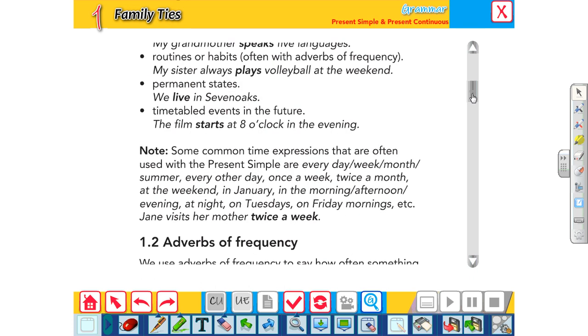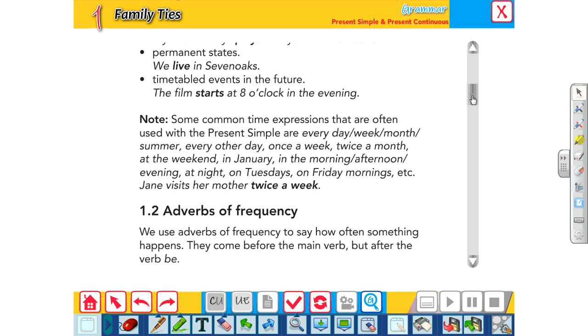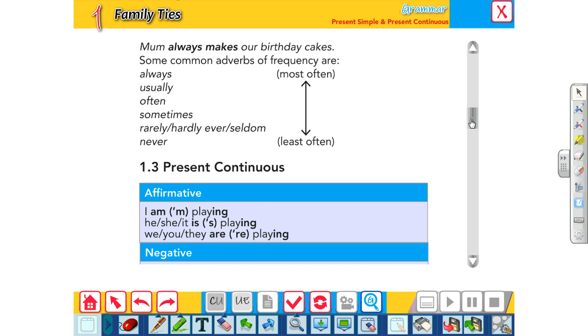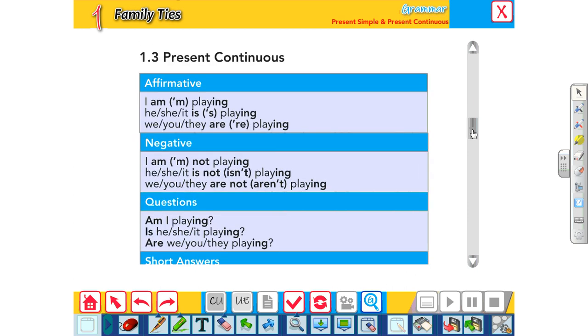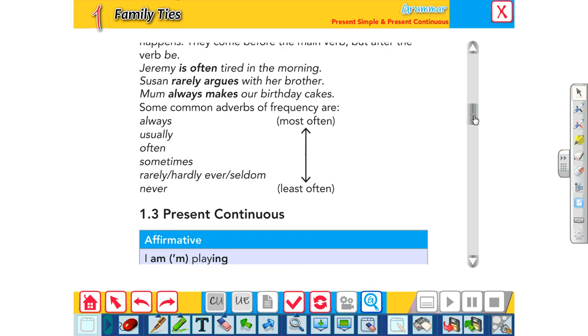Here, the form of the present continuous. It's so easy. Also, if you can remember, that was am, is, and are, plus the verb, plus ing. That's so easy. There's something also that I want you to remember.